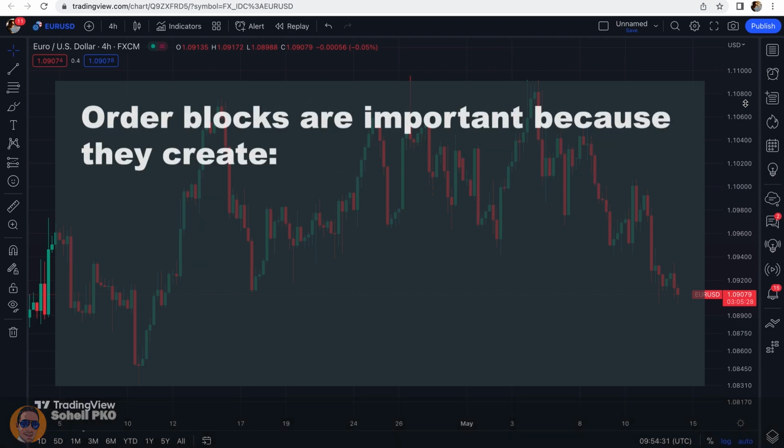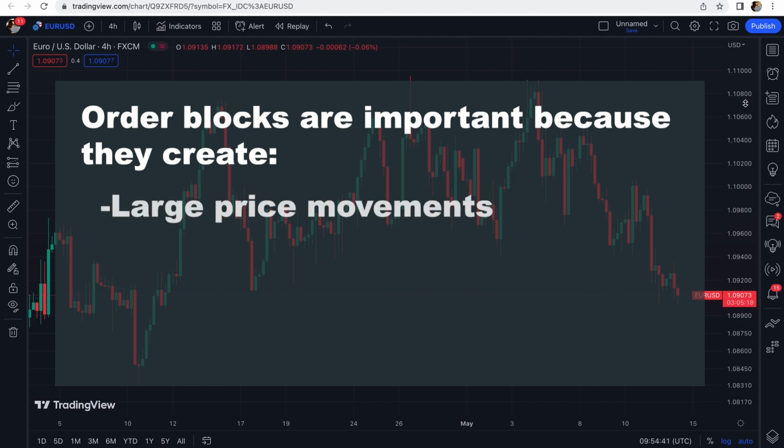Order blocks are important because they can create large price movements. When a large amount of buy orders is executed, it can push the price up, and when a large amount of sell orders is executed, it can push the price down. So order blocks can affect the price considerably because they can cause imbalances between supply and demand, and so they can define significant turning points in the market which can act as a key support or resistance level in the future. And order blocks also signal market sentiment.